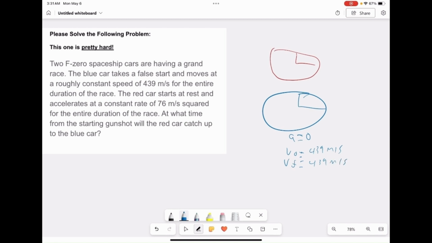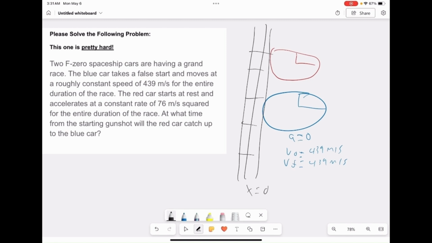Okay, so here's our starting line. You know, they got a checkered line here or whatever. Okay, so the red car is going to start at rest and accelerate at a constant rate of 76 meters per second squared for the whole duration of the race. Okay, so we know that our initial velocity, if we're starting at rest, if it's not moving originally, V naught is going to be zero. Okay, and we have an acceleration of positive 76 meters per second squared in this direction.